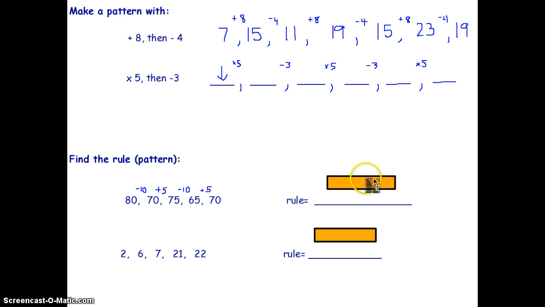Think of that for just a second. What's behind the yellow box? If you answered that the rule is subtract 10 then add 5, you are correct.